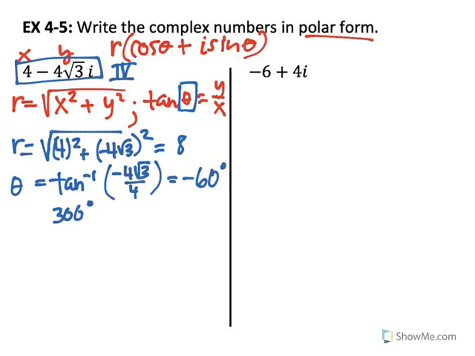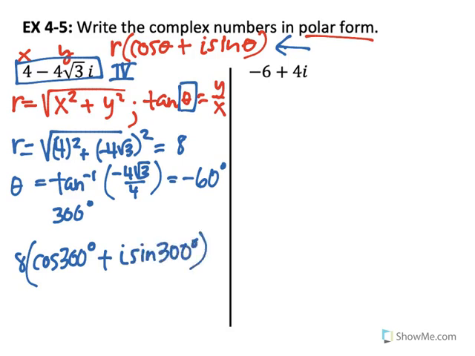So to write this in this complex form that I just wrote up there previously, I take my r value, which was 8, times cosine of my angle, 300 degrees, plus i sine 300 degrees. And that is now in polar form. So I'm going to do the same thing for my second value, my negative 6 plus 4i. I'm going to find r by taking the square root of negative 6 squared plus 4 squared.